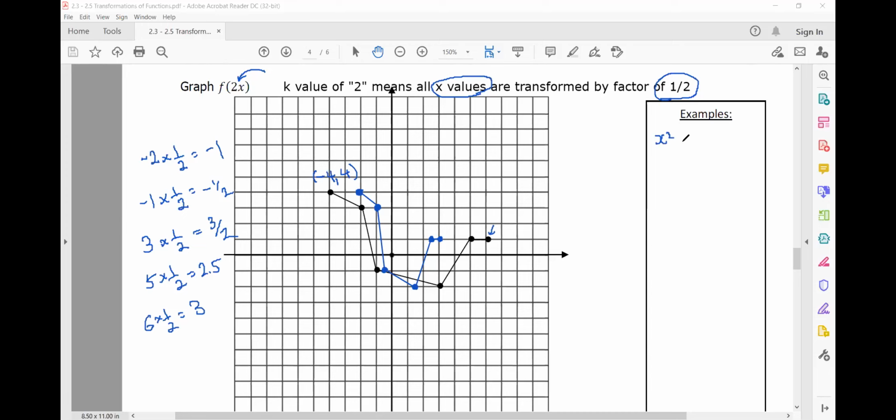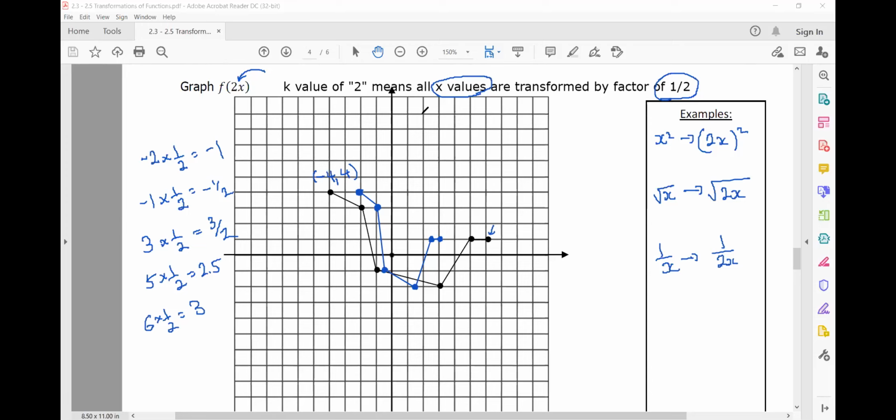Some examples, again, if this was an x squared, the example of this would be the x is multiplied by 2 before it is squared. If it is a square root function, the x is multiplied by 2 before the square root. And if this is a reciprocal, the x is multiplied by 2 before it is divided from 1. That's what a k value would look like.